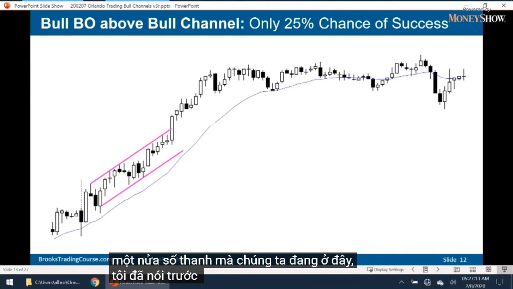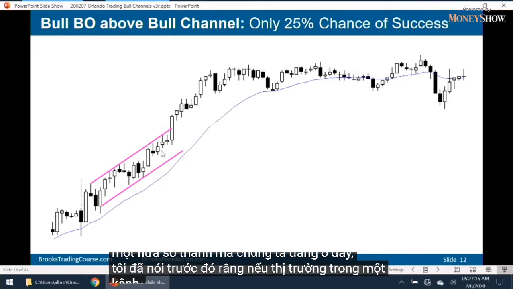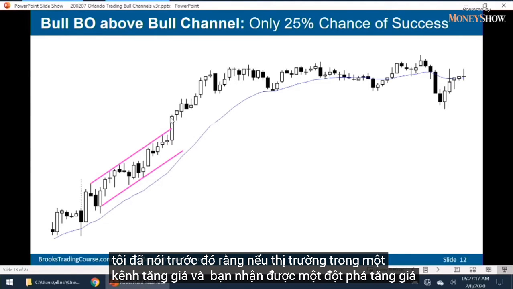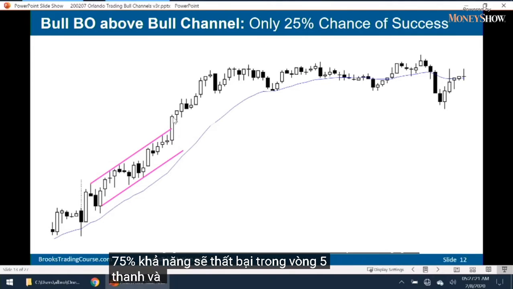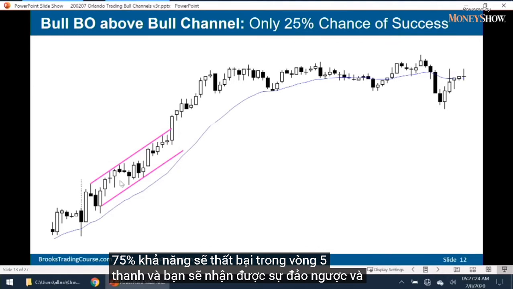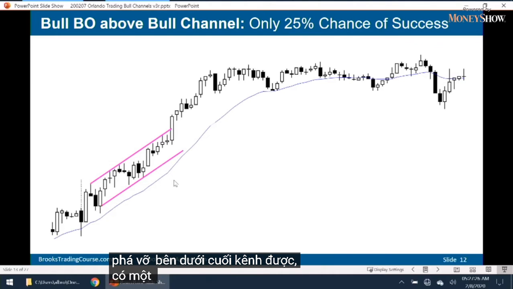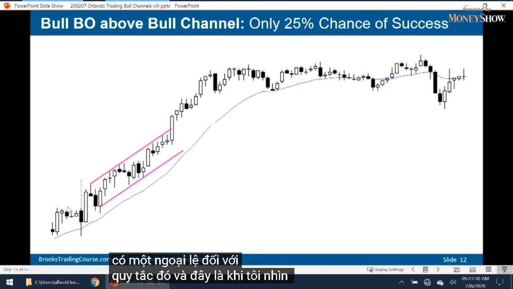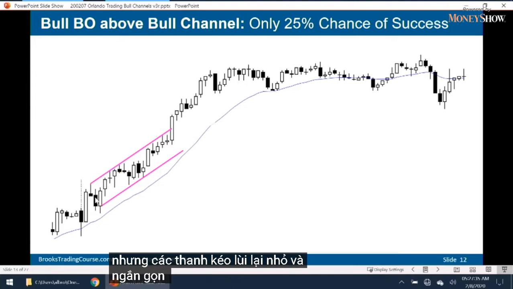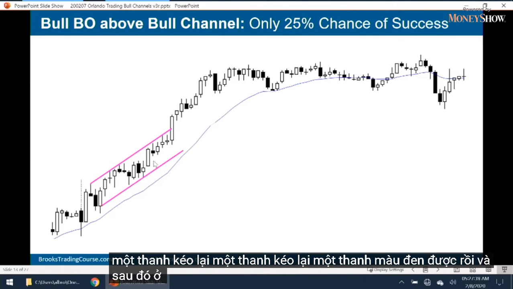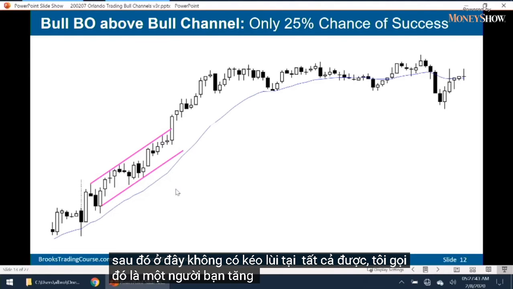Now, I said earlier that if the market's in a bull channel and you get a bull breakout, 75% chance it's going to fail within 5 bars, and you'll get a reversal down and a break below the bottom of the channel, all right? There's one exception to that rule, and this is it. When I see a bull channel, but the pullbacks are small and brief, here, 2-bar pullback, 1-bar pullback, 1-bar pullback, all right? And then here, no pullbacks at all, okay? I call that a small pullback bull trend.